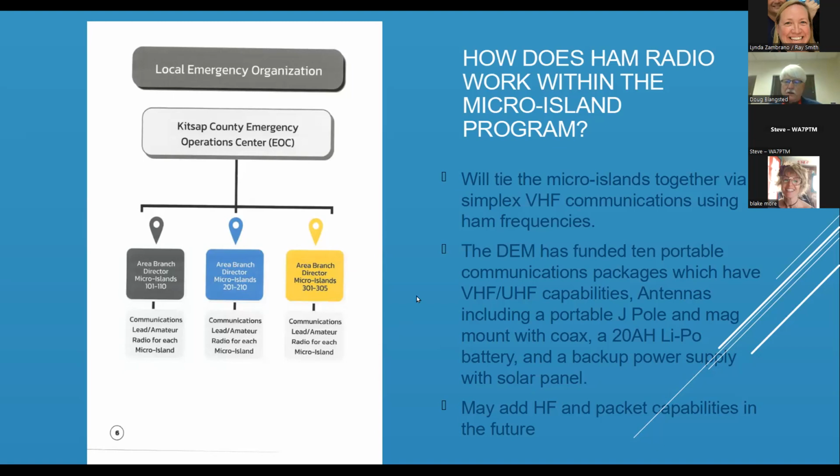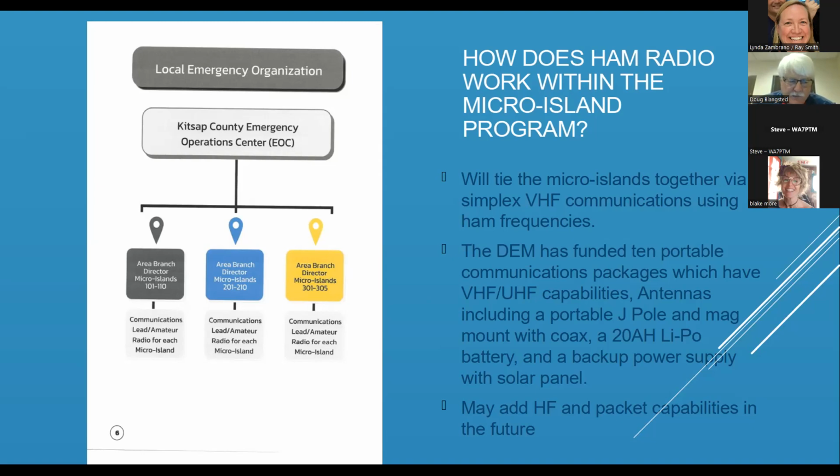One of the things that the DEM has done is funded 10 portable communications packages. And these have VHF and UHF capabilities, antennas, including a portable J-pole and a mag mount with coax, a 20 amp hour LiPo battery, and a backup power supply with a solar panel. So hopefully they'll have enough power to operate for a period of time in any case. And then we intend on adding HF and packet capabilities at some point in the future.